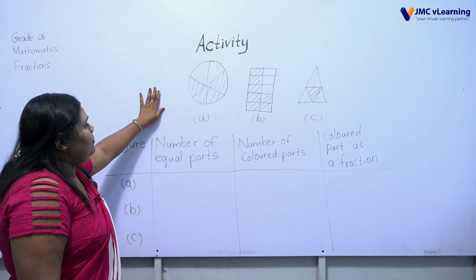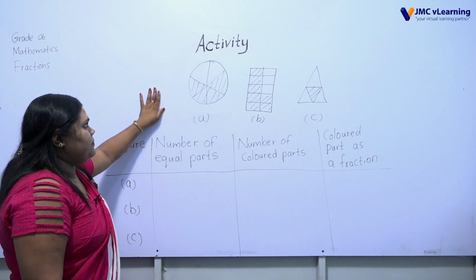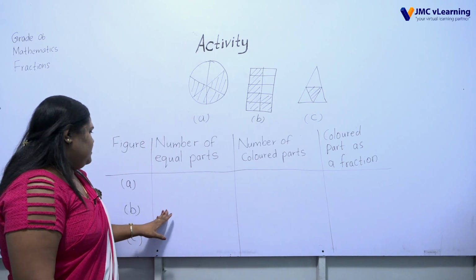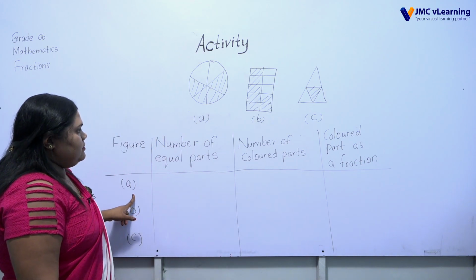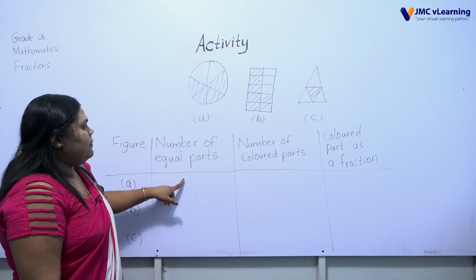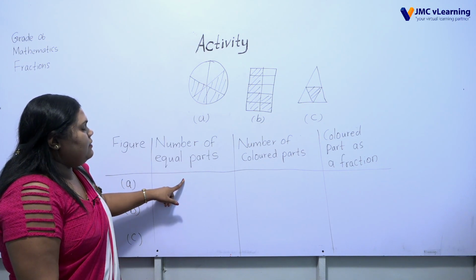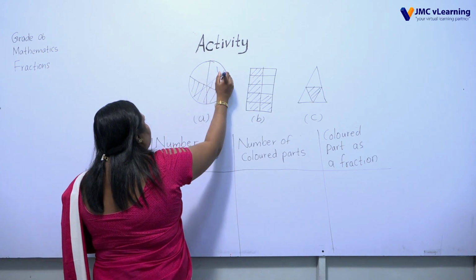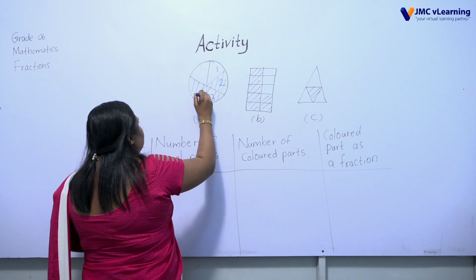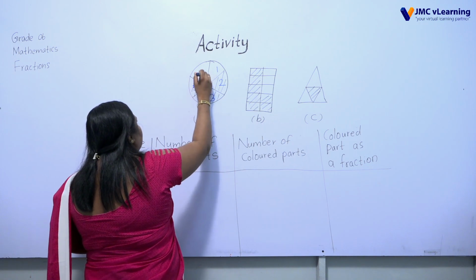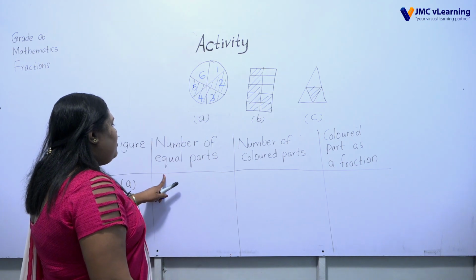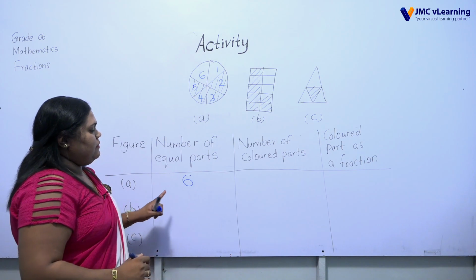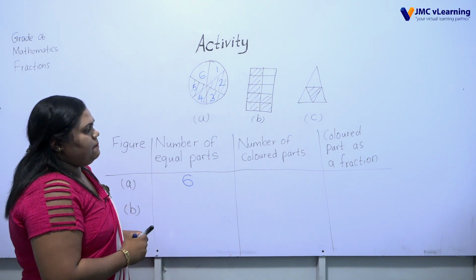Okay, children. Now we are going to do an activity. You want to fill this table using these 3 figures. Figure A, number of equal parts. How many parts are there in figure A? You have to count it. 1, 2, 3, 4, 5, 6. Number of equal parts of figure A is 6. There are 6 equal parts.